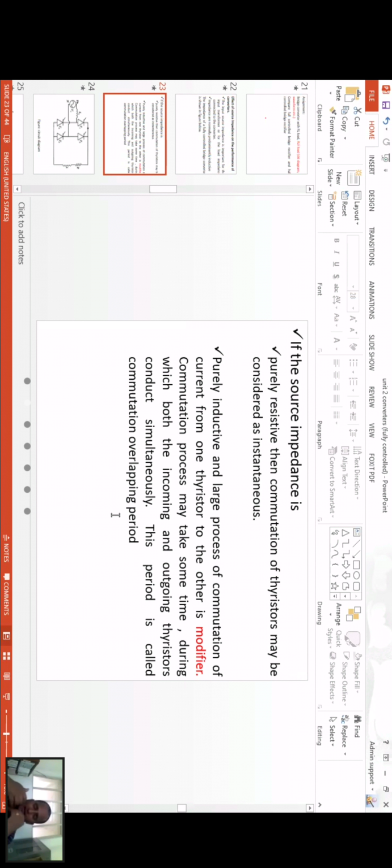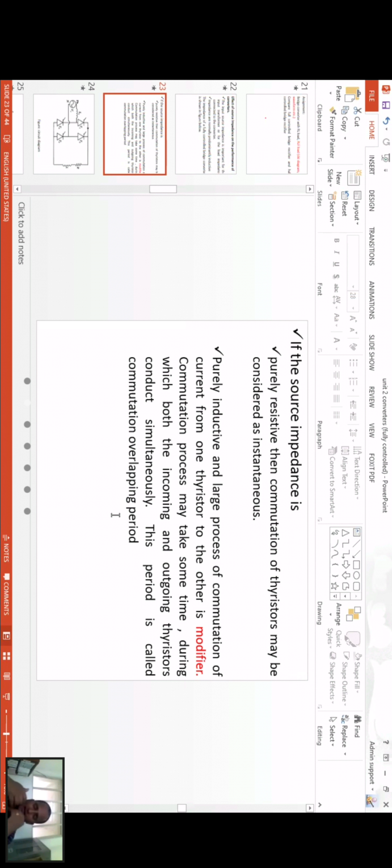Initially we assumed that T3 and T4 are conducting. Now the current in T1 and T2 is slowly increasing, while the current in T3 and T4 slowly decreases to 0 from its initial value IDC. At the same time, the incoming thyristors T1 and T2 build up gradually to the full value of the load current IDC.